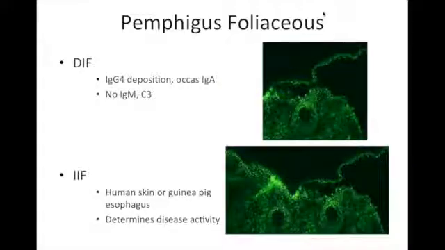Now, as far as the direct immunofluorescence is concerned, again, you'll see intercellular deposition that is linear, predominantly of IgG, on occasion IgA, no IgM, but rarely you will see C3. I mean, you will see that on occasion. Don't leave that out.